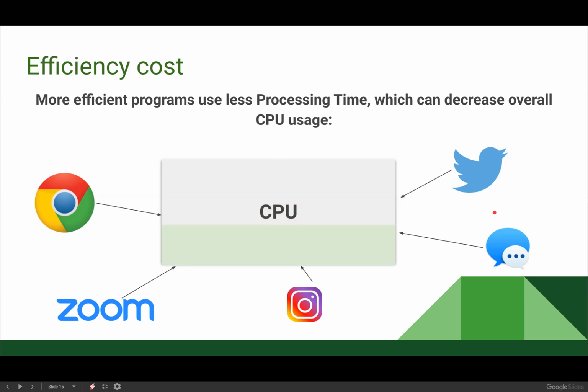If you have more efficient programs, though, that will take up less processing time, which is going to decrease the amount of CPU that you're using, thus making your programs and your whole computer run faster, which is always good.